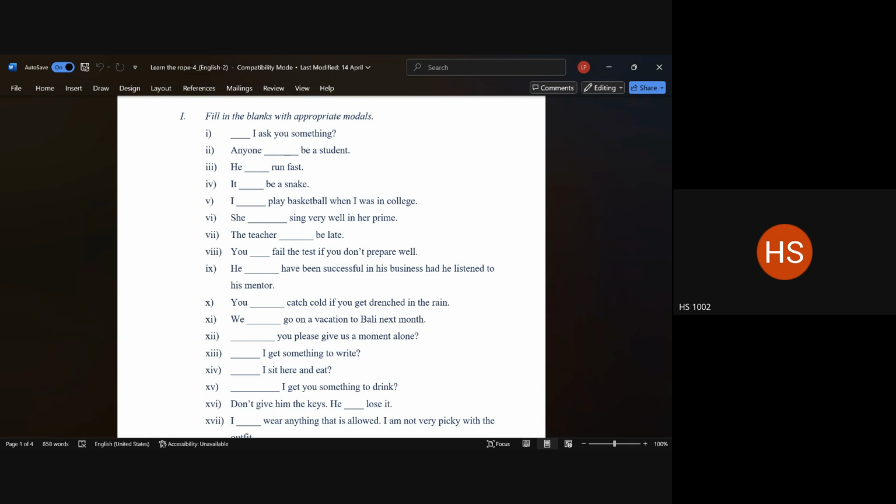Then the 12th one, dash you please give us a moment alone. This is easy. Will you please give us a moment alone? Can you please give us a moment alone? Could you please give us a moment alone? Would you please give us a moment alone? All of them are used in the sense to make a request, right?